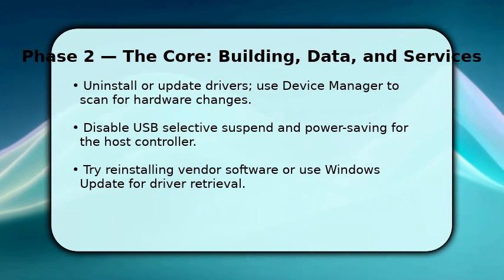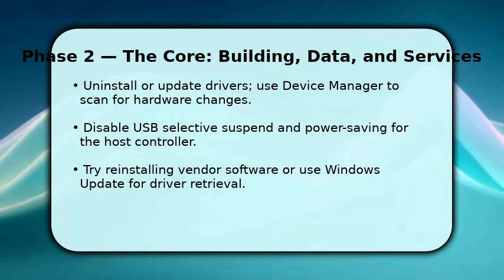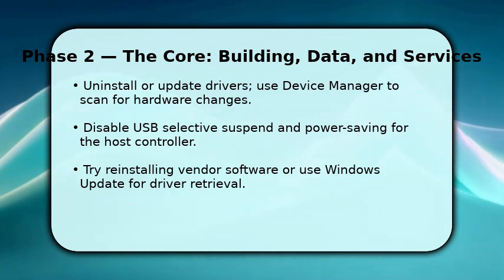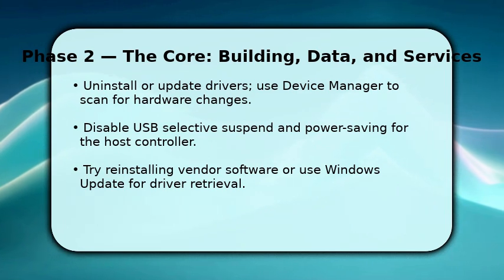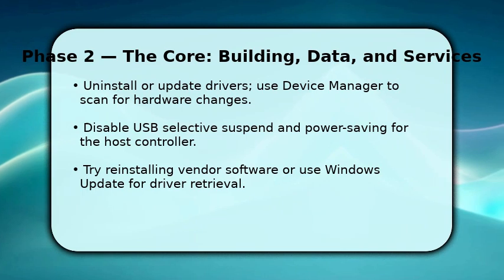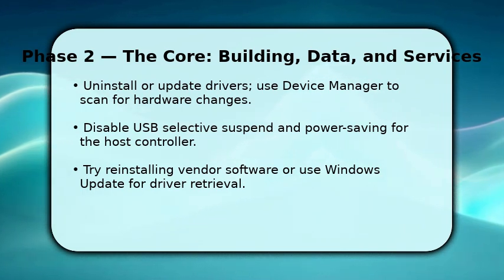Disable USB Selective Suspend and Power Saving on the host controller to prevent the port from cutting power. Once done, test the device again. If it enumerates inconsistently, try a different OS or a live USB environment to confirm software versus hardware.